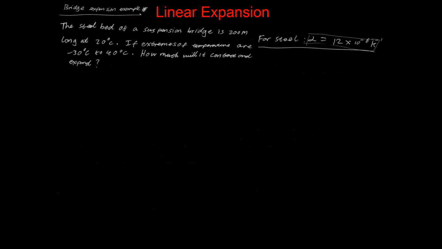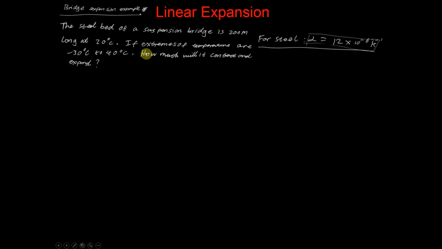So when you're doing these problems, it's good to make sure that you're understanding what's going on, and rewriting the problem never hurts. So here I've rewritten the problem for my own benefit. 200 meters, we've got 20 Celsius, and we've got our temperature extremes. I've also got here the fact that it says a steel bed of the suspension bridge. So I've also got here alpha of 12 times 10 to the minus 6 inverse Kelvin. This is the coefficient of linear expansion for steel that you would need to look up to do this problem.